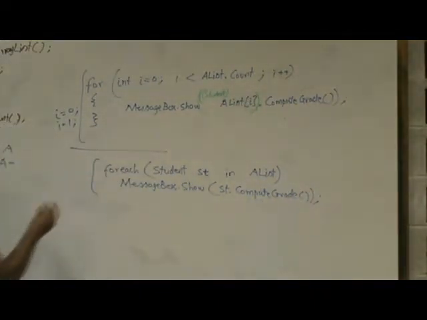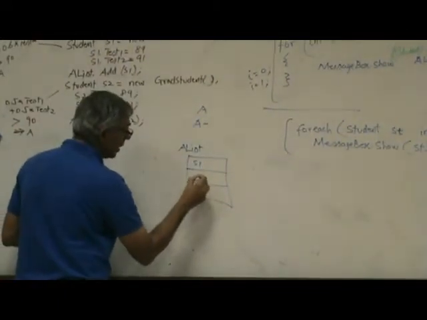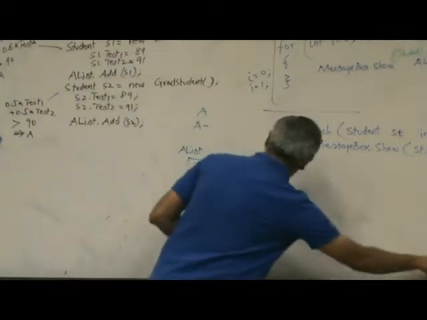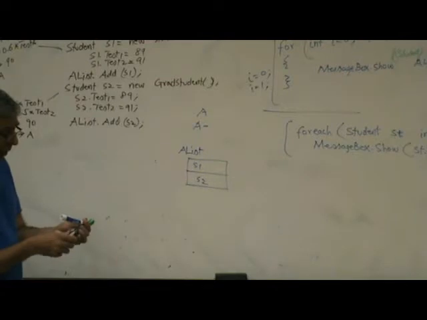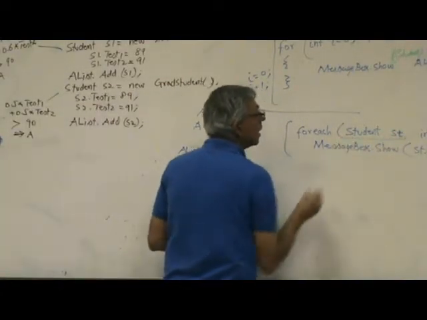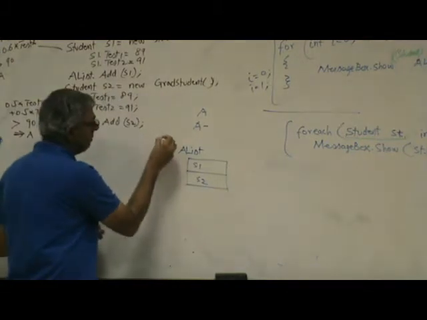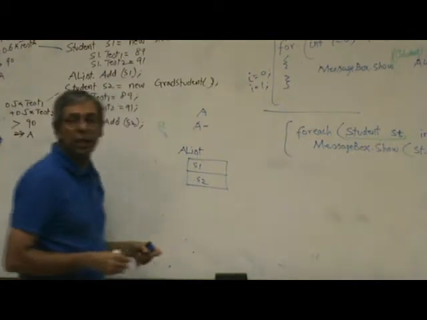Okay, so this is what the for each loop looks like. To understand the for each loop, let me draw the picture. Right now, you have S1 stored over here, you have S2 stored over here in the array list, right? So think of this for each loop as student ST. We are creating a reference called ST, capable of pointing to a student.